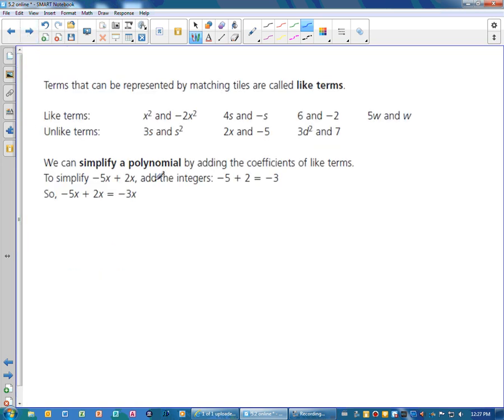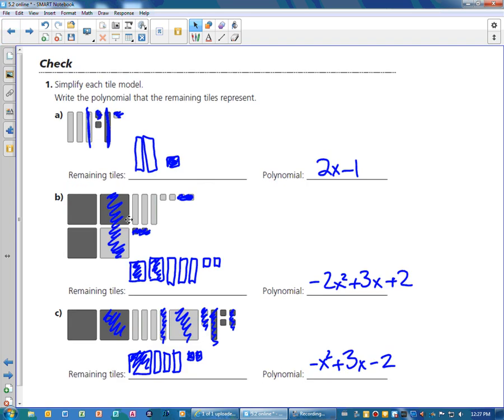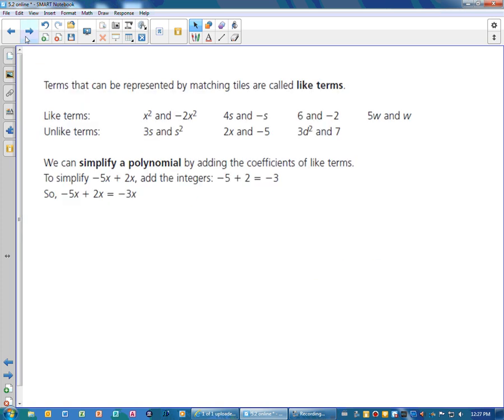Moving on, at the bottom of that page, and it's your page 188, it says in the booklet that terms that can be represented by matching tiles are called like terms. Okay? So back here, we could cancel these out because they were like terms. We could cancel this with that because they were like terms. It sounds kind of weird because in English you kind of want to say alike terms, but in math we call them like. Okay? So some examples of like terms are x squared and negative 2x squared.